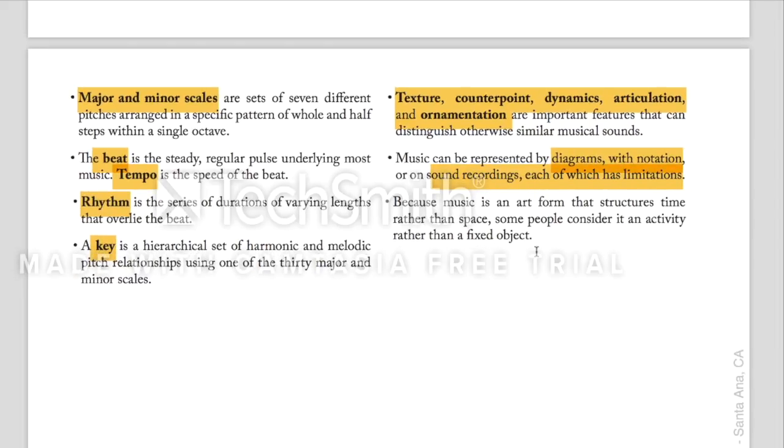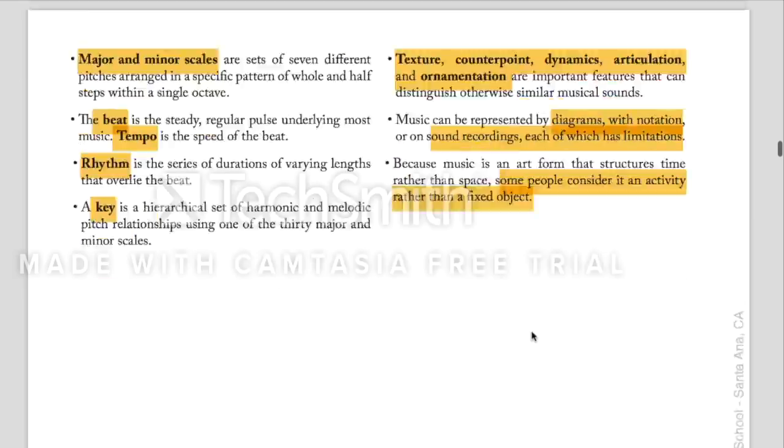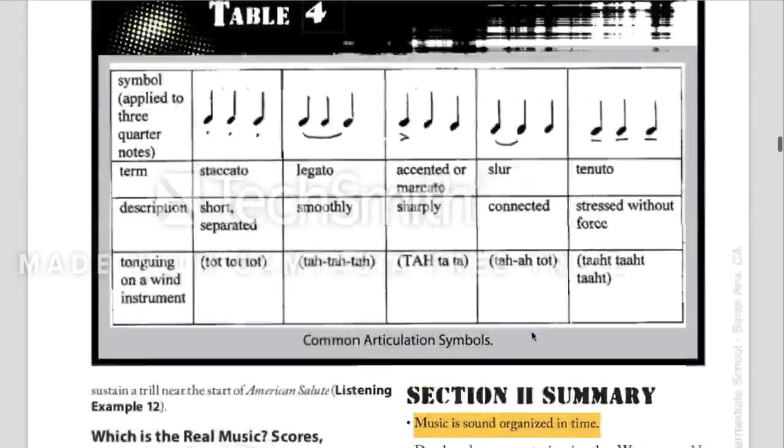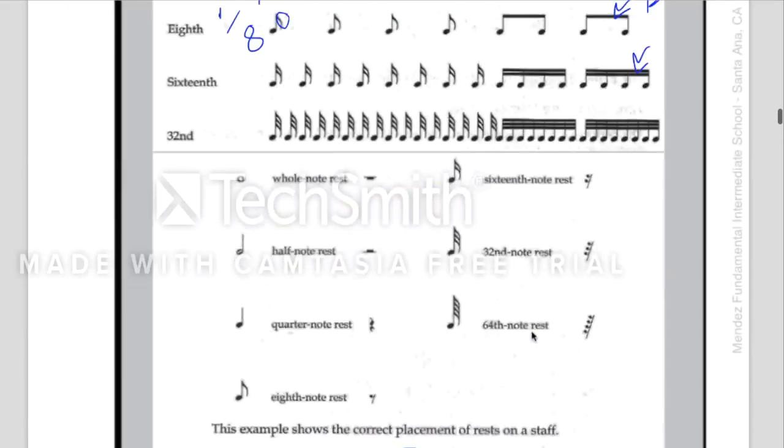Because music is an art form that structures time rather than space, some people consider it an activity rather than a fixed object. And that is it for today's lesson on music, notation, and music theory.